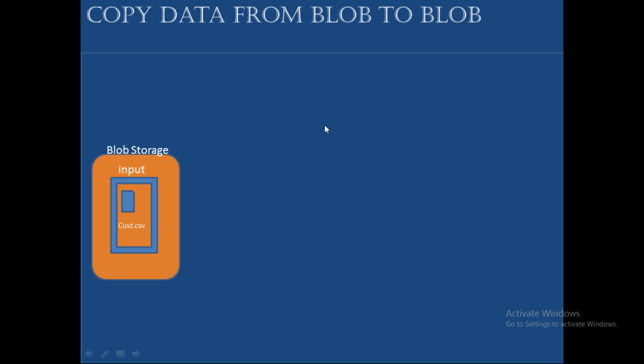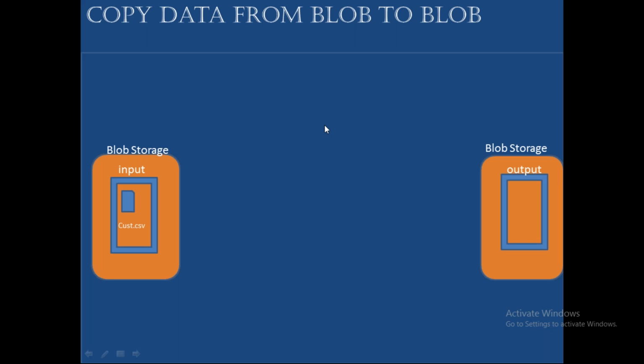Okay, so this particular cust.csv, I want to move it into the same blob storage. In the same blob storage, I have a container called output container. In this container, I want to load the data. So the first thing that we need to do is create the linked service. Okay, what is a linked service?